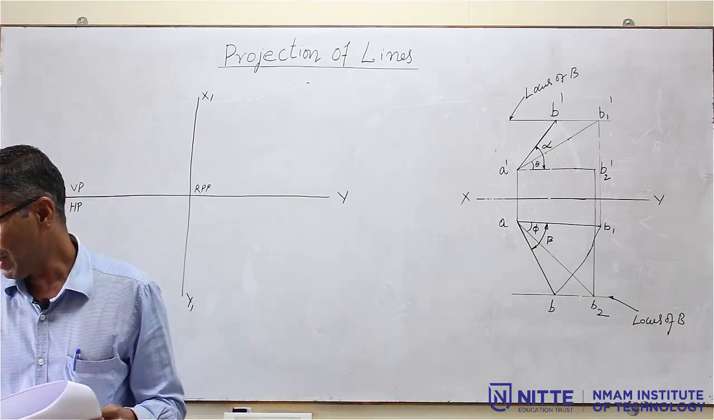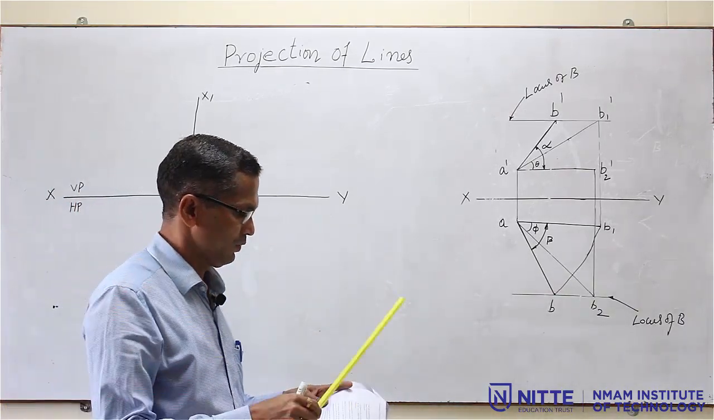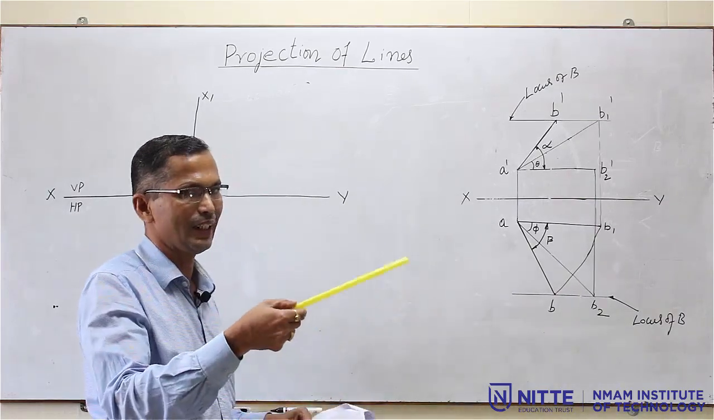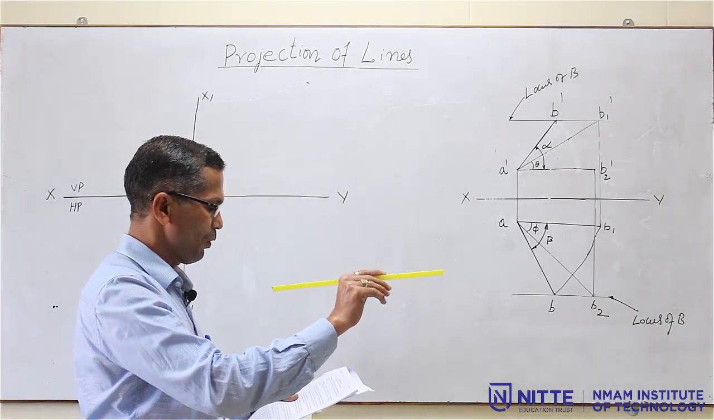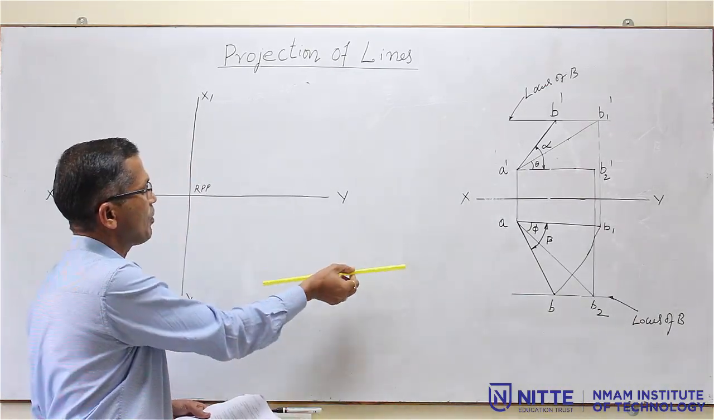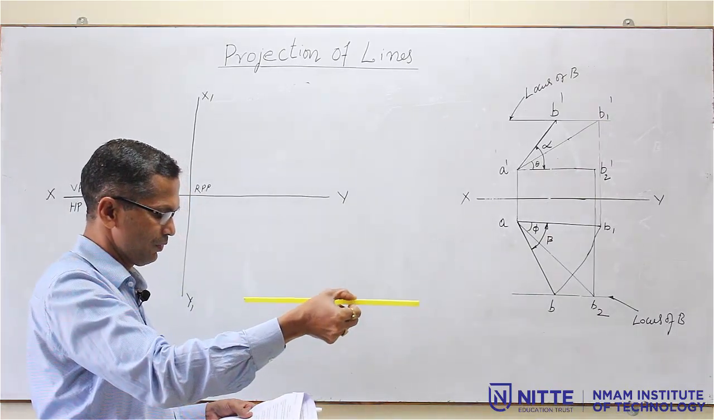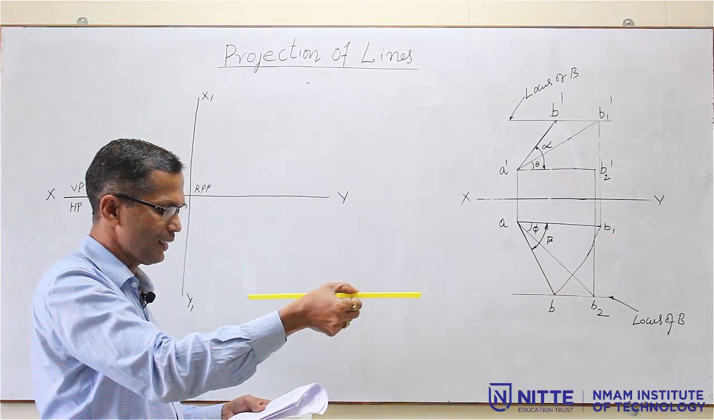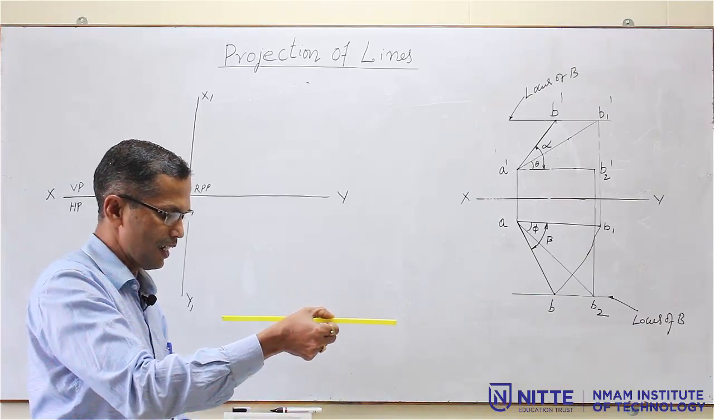Now, here the line is parallel to HP and VP. So, whenever the line is parallel, this is the straight line. So, we have to hold it parallel to both HP and VP. So, parallel to VP and parallel to HP. Parallel to HP means parallel to ground. Then the dimensions are given. The length of the line is 50 mm and it is 30 mm above HP.